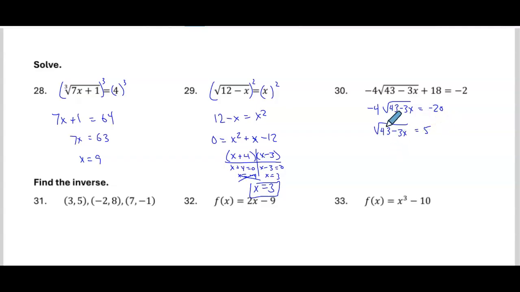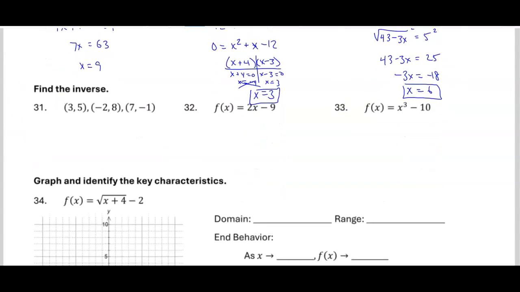And then square both sides. So that gives me a negated square root, so 43 minus 3x equals 25. Alright, so we'll subtract the 43 over, and we'll divide by negative 3. Let's just go back and check real quick. 43 minus 3 times 6 is 18. 43 minus 18 is 25. Okay, that works out.